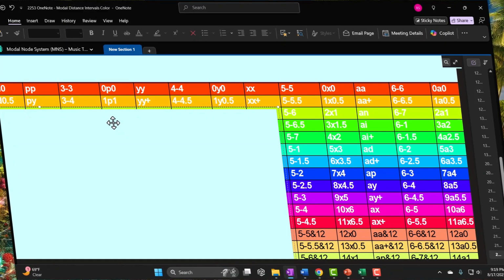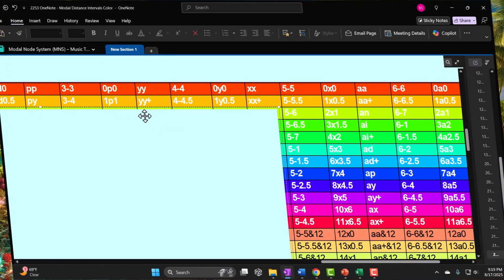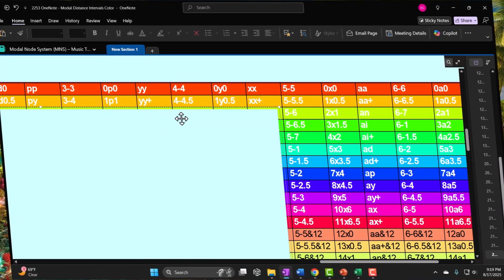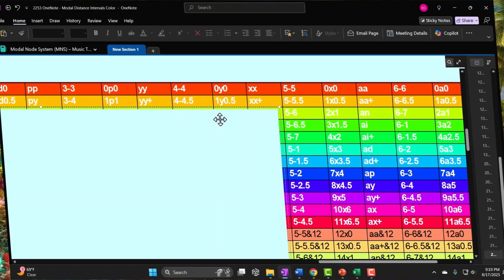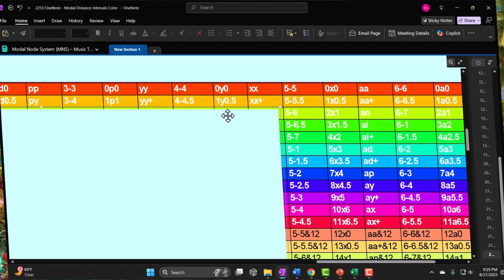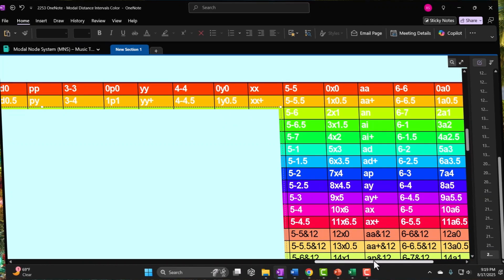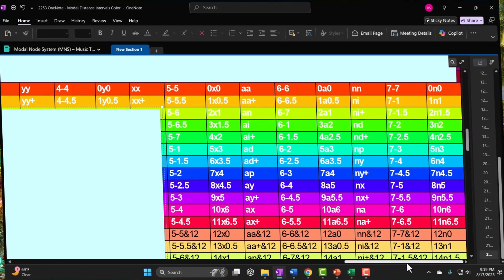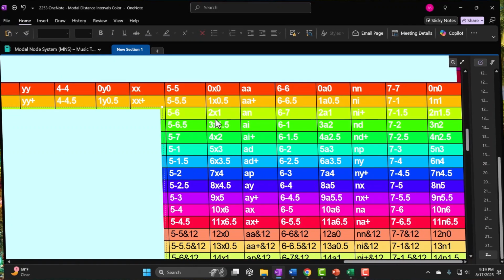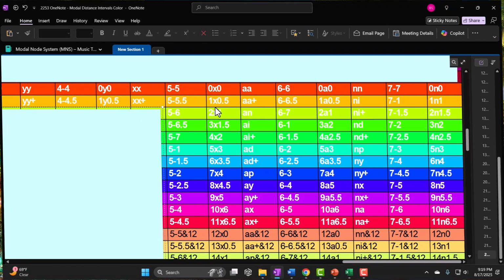Because the only reason, anyway, so it's a YY modal range, Lydian, so it's a YY plus, meaning it's a 4 to a 4.5, landing us in the Lydian Ocean, meaning it's going to be 1 note away from the Lydian. It's going to be 0.5 modal half steps landing us in the ocean. It's an XX plus modal range, a 5.5 modal range, meaning if I start on the Mixolydian and go 1 note up, I land in the Mixolydian Ocean.